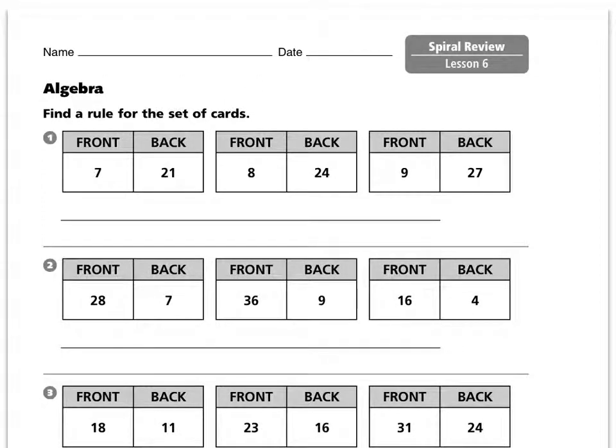Let's look at Chapter 3, Lesson 6, Review. We're going to do the algebra part first, where we need to find a rule for each set of cards.